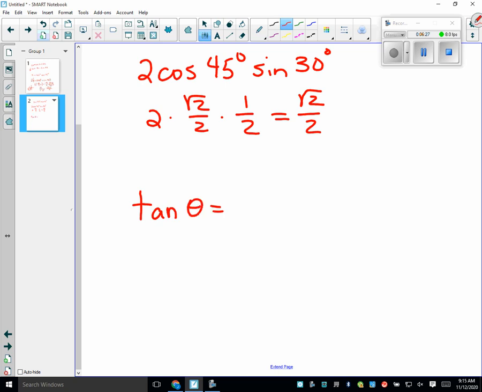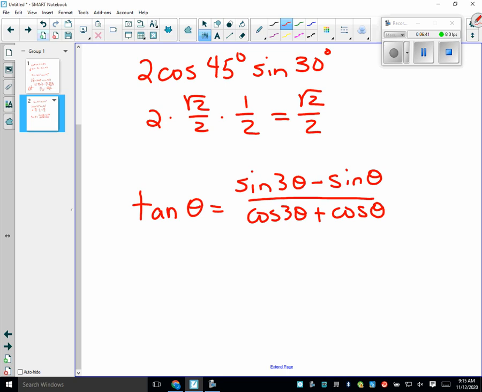Tangent of theta equals sine of 3 theta minus sine of theta over cosine 3 theta plus cosine theta. Gosh, what? Well, okay, we are doing sum product or product sum, all right? Aren't we? So, since we're doing product sum or sum product, will one of those work?